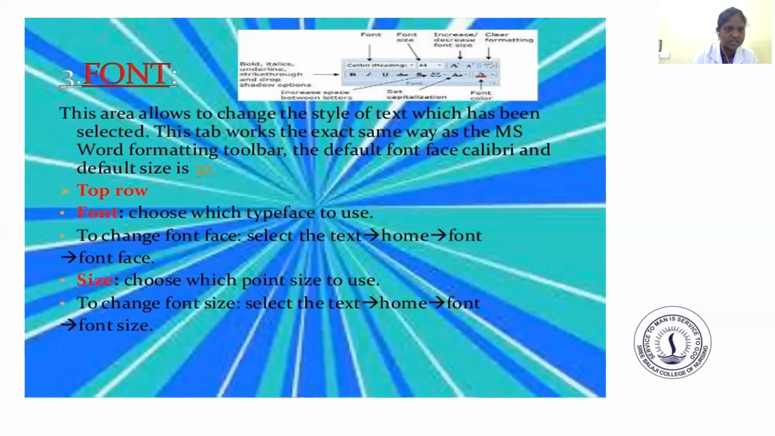Then this is the font size. In the ribbon, that is the toolbar, we have already seen the font styles, and this is the size. This is for capital or small letters, and here the same capitalization. Font colors we can change, and here increase the spacing between the letters. Here bold, italic, underline, and drop shadow options are available.